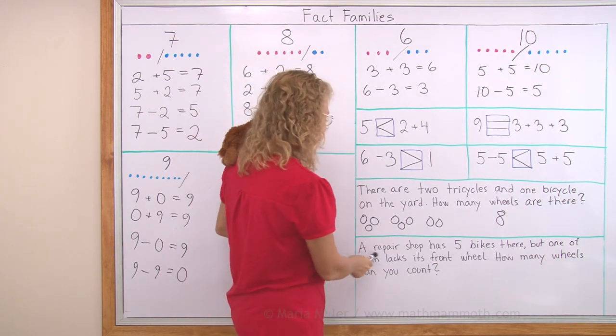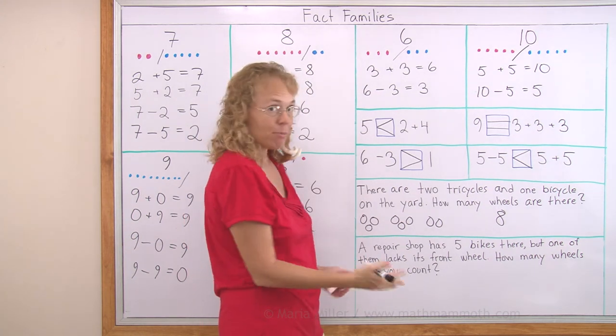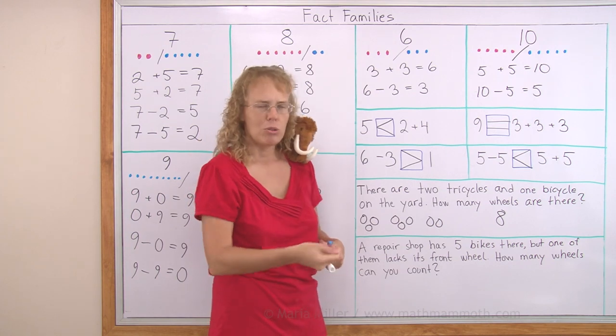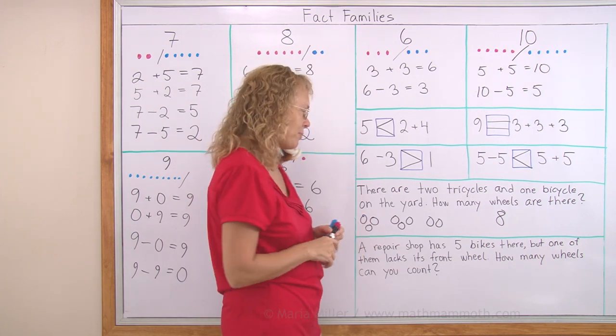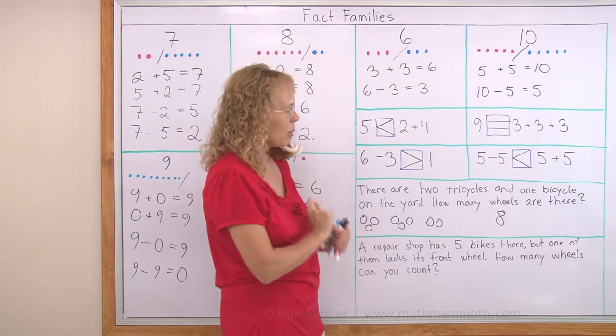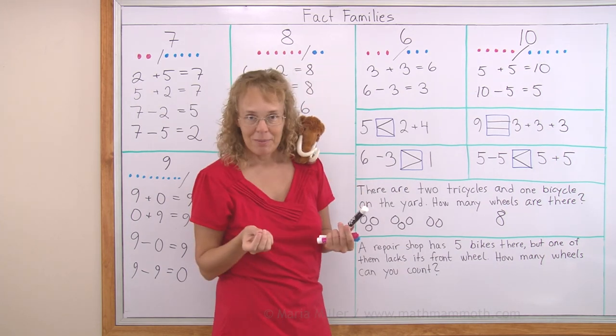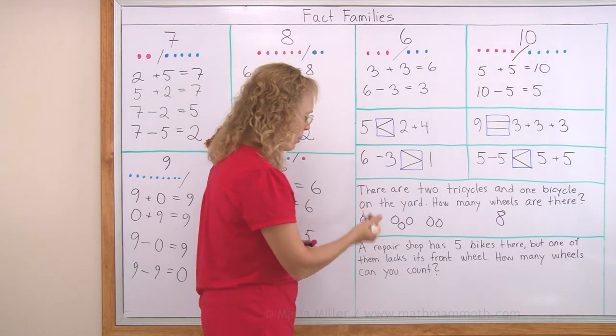Not yet. A repair shop has 5 bikes, 5 bicycles there. But one of them lacks its front wheel. They took off the front wheel, maybe it was broken. How many wheels can you count? Okay, we could draw again. Let's draw the bicycle wheels.